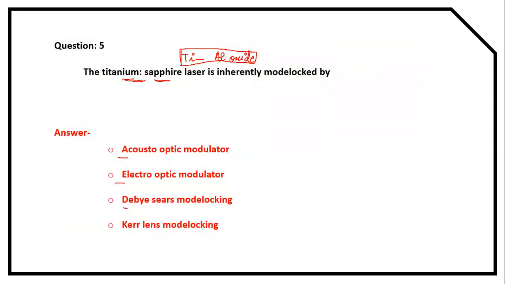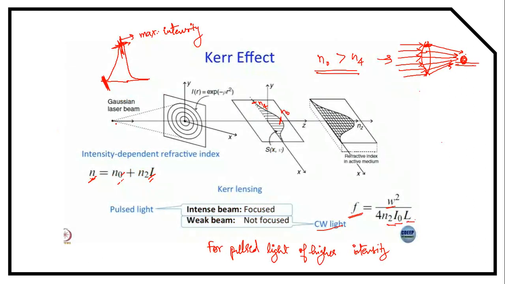So here we come to the answer. The titanium sapphire laser is inherently mode locked by Kerr lens mode locking. Now here I was talking about the refractive index for the light beam, when it passes through a medium that has a certain refractive index, how its refractive index changes, and how the medium works as the Kerr lens itself.